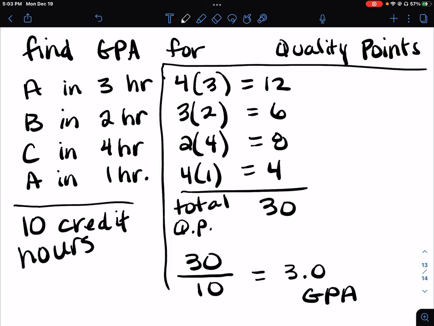So you add up the quality points and you get 30. You divide by the number of credit hours, and that's your GPA. And that's the end.